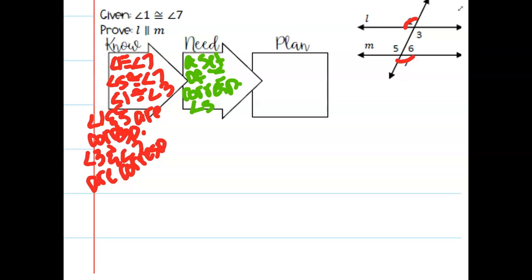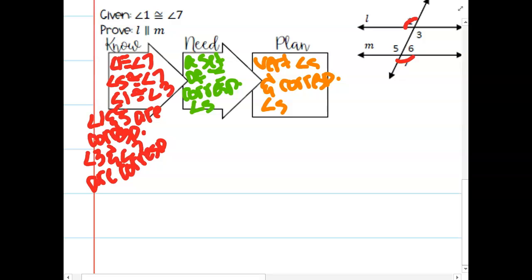Okay? So what our plan is, we're going to use vertical angles and corresponding angles. That's our plan. We're going to use vertical angles and corresponding angles to show that they are congruent. Okay, now, I like this part of the flow proof because it's like, okay, we got it, right? We kind of set up what we're going to do. This is where I would like to go into a 2-column proof.